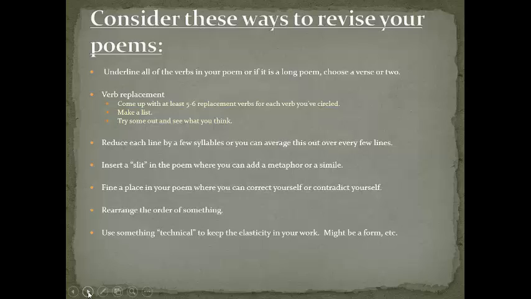One way to work on revising your poem is to go through and underline all of the verbs in your poem, and then to come up with at least 5 or 6 replacement verbs for each verb that you've circled or underlined. Make a list of these and then try out some to see what you think. A lot of times we use really weak verbs in poems, like the verb to be. But verbs are really muscular words, and they can move your poem forward in a real positive way.